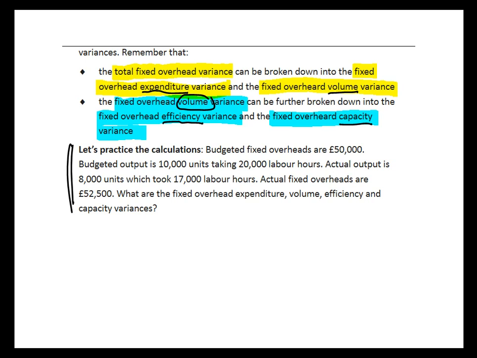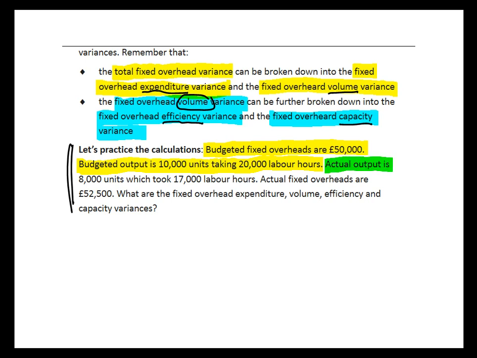So, we've got some data laid out, budgeted fixed overheads, so that might be for the rent of the factory, for instance. Budgeted fixed overheads are £50,000. That's what we thought we were going to spend on our rent. Budgeted output is 10,000 units, which was expected to take 20,000 labour hours. Now, you can hopefully already see that we were evidently expecting each unit to take 2 hours of labour. That's what we sometimes refer to as a standard. That's a standard hours per unit of 2 hours.